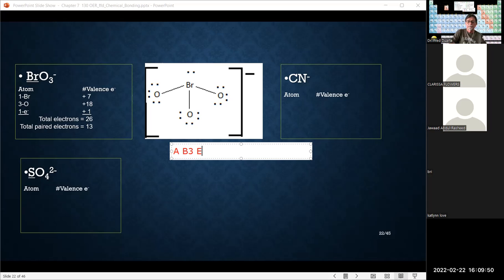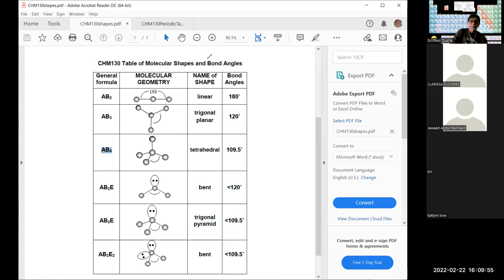From that information, we go to the shapes table. AB3E. And there we go right there. Very similar to the ammonia, the NH3 we did earlier. Even if it's a polyatomic ion or a neutral compound like ammonia, they're going to share the same type of geometry. We can determine that. So it's trigonal pyramidal, has a bond angle less than 109.5. Okay. All right, let me finish this slide up and then we'll call it a day.